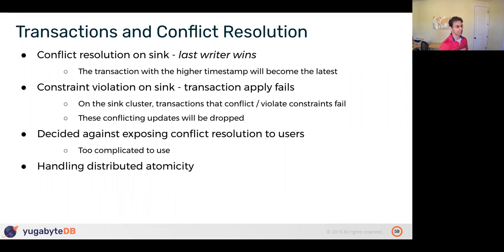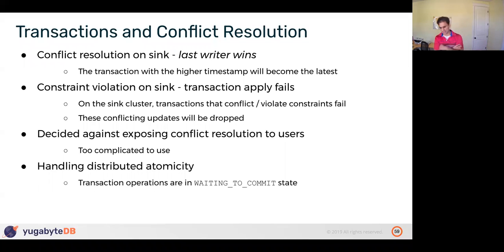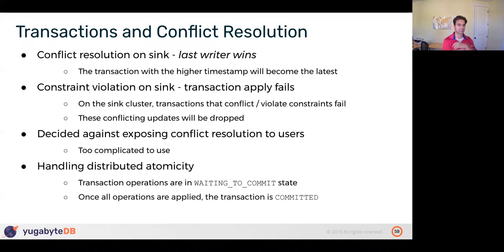And the last piece is about distributed transaction atomicity. So when you have multi-row updates on one side, what happens, right? The updates that replicate to the other side, the various sub-operations inside a transaction, go to the target cluster in a waiting to commit state. Until all of the updates for a transaction land, they're completely in a waiting to commit state. Once everything has landed, it flips to committed, and then you can start reading, right?